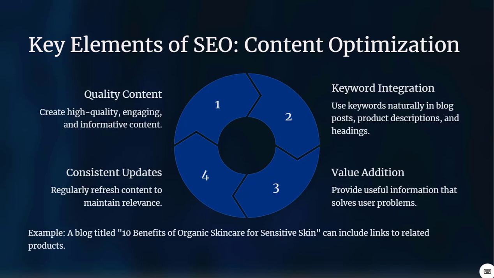So again, the quality is important: high quality, engaging, informative content. Keywords are important. Integrate the keywords naturally into blog posts, product descriptions, and headings. Add the value, right? Provide useful information to solve the user's problem, to solve their pain point. And consistent updates, regularly refresh content to maintain the relevance, right? So the content is very important, right?